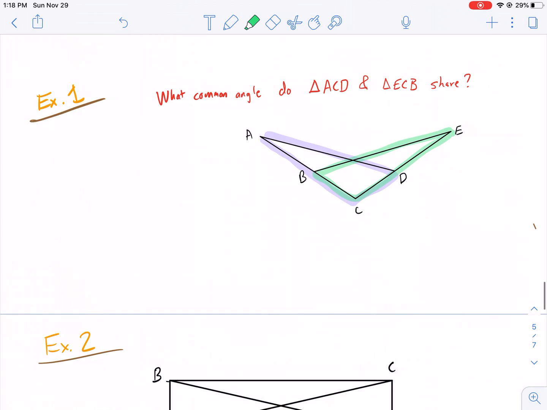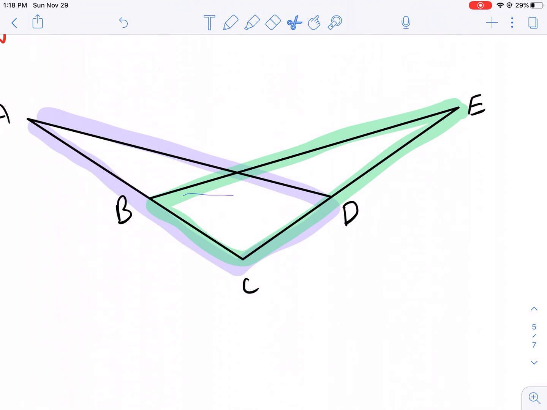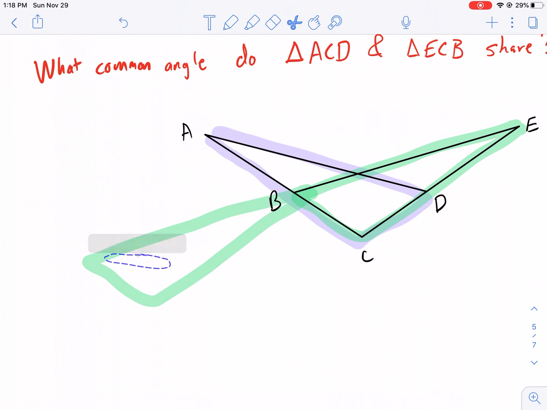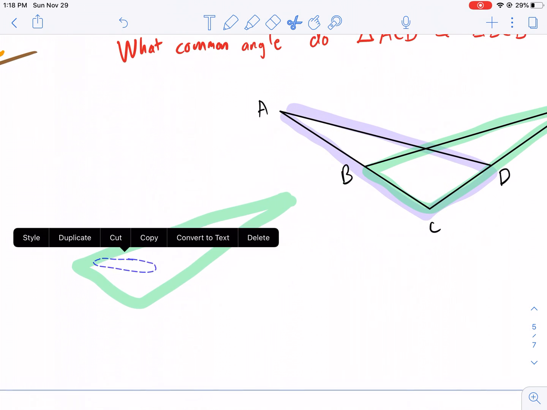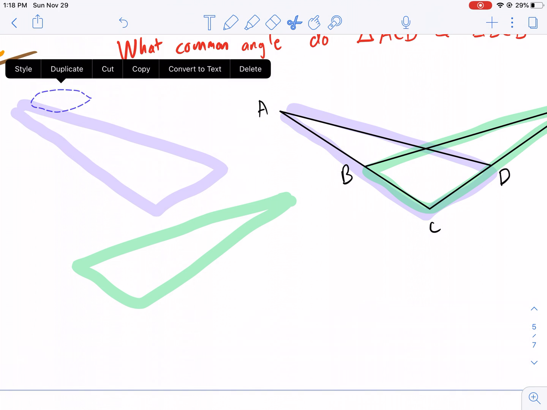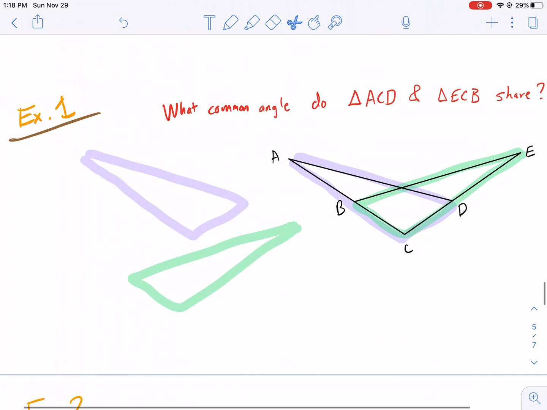So if I were to draw this separately, if you have Notability, you can do this also, but if you don't, it's okay. You'll have to redraw it separately. But this is the same triangle I just drew. Okay, so I have the two triangles separated. Now, what do they have in common?